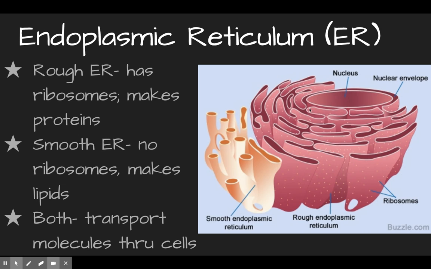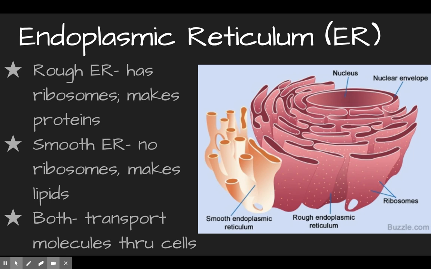So moving on to the endoplasmic reticulum, you'll hear it called rough ER and smooth ER because one of those has ribosomes on it. So if it has ribosomes, it's rough, and the rough ER makes proteins. The smooth ER has no ribosomes, and those make lipids. So here we are again talking about macromolecules, proteins, and lipids. The rough ER, remember, if something's rough, it has something on it, so it has ribosomes, and that makes proteins.